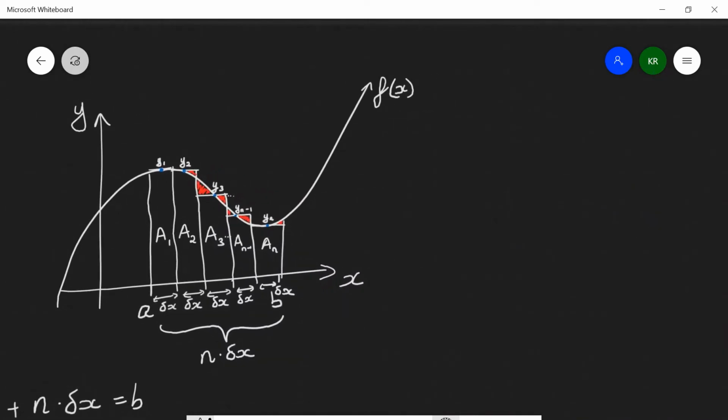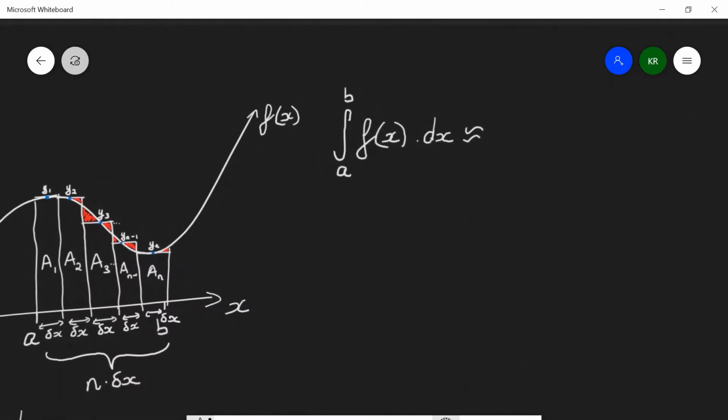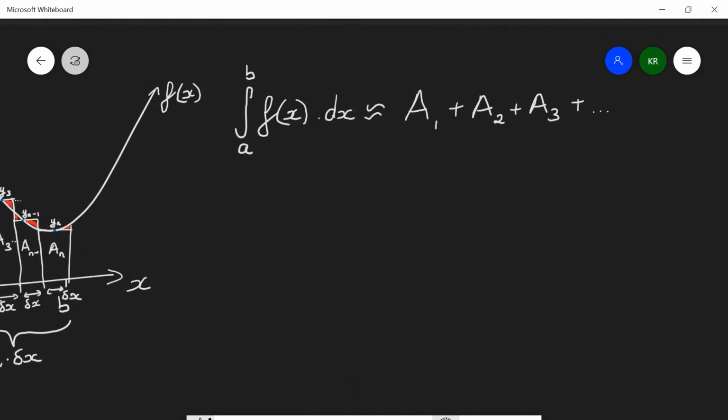Okay, back to our integral. We can say that the integral, that's to say the area under the graph, from a to b of the function f of x with respect to x can be approximated by the rectangle rule, or the midpoint rule I should say, where we add all these areas up. So it's approximated by a1 plus a2 plus a3 plus and so on, plus all the areas in the middle, plus a of n minus 1 plus a of n.